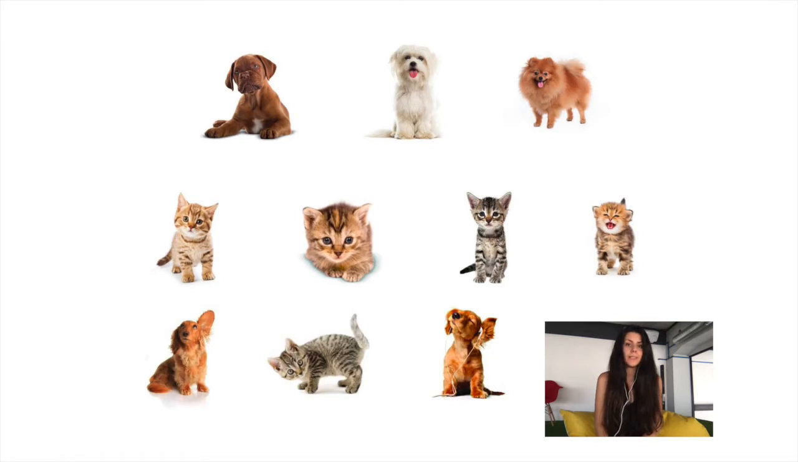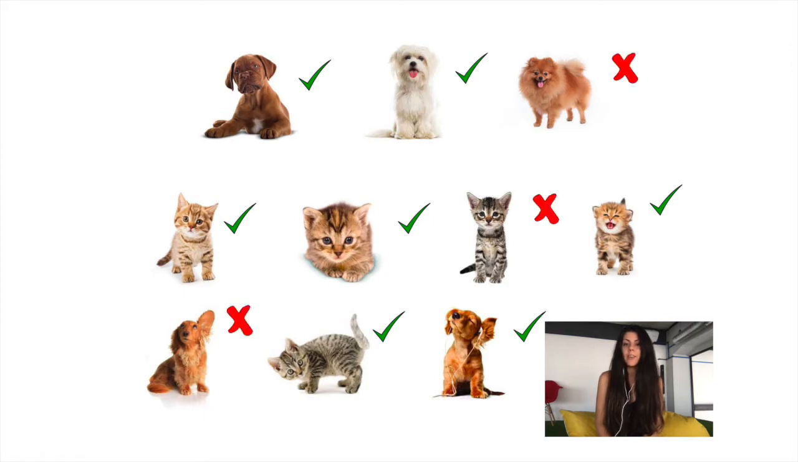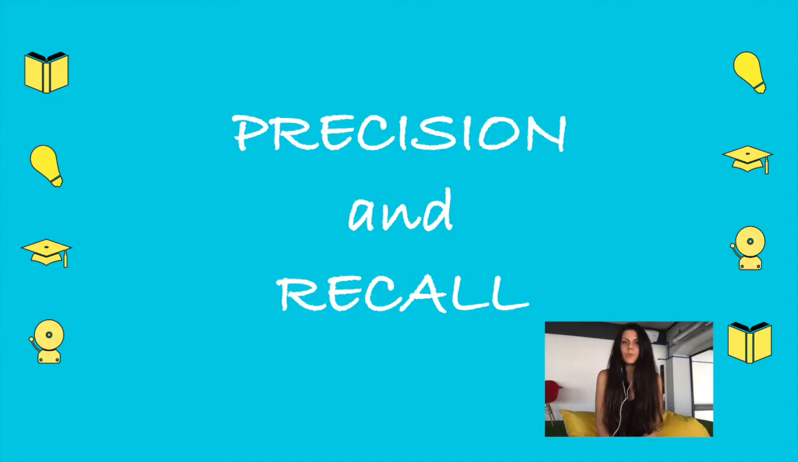And see what happens. It guessed correctly 7 out of 10 images. So we can say that the accuracy of our algorithm is 70%. That's great, isn't it? But can we dig deeper into the results we already have? Let's start with the precision.